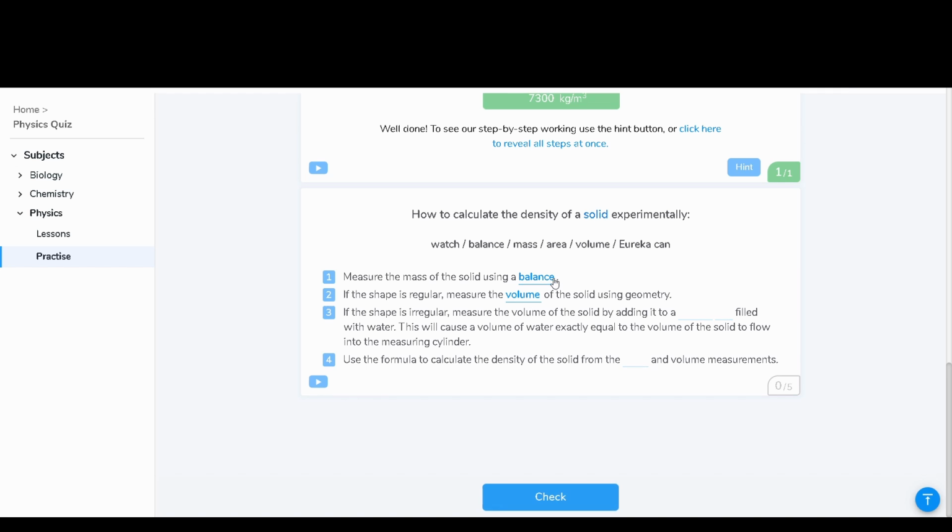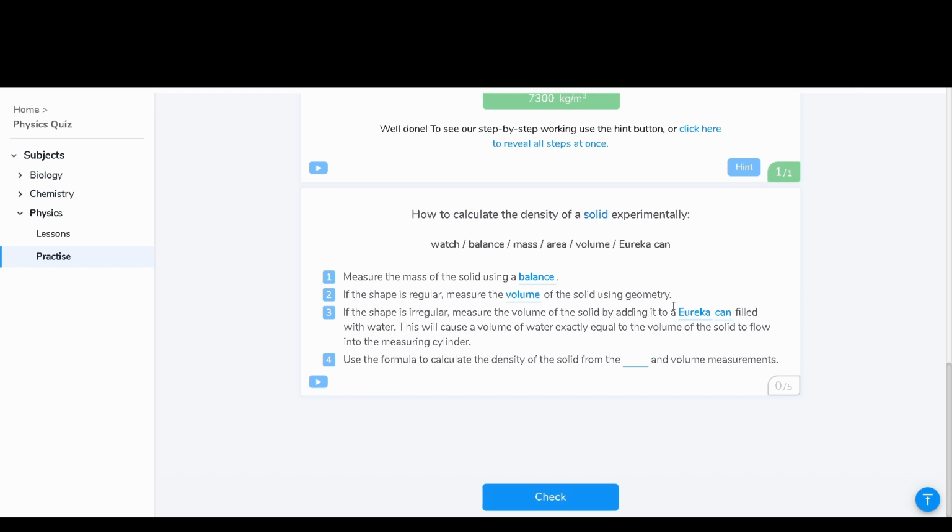Now all you have to know is volume in order to know the density. So simply using geometry you'll calculate the volume, because you know the volume of perfect regularly shaped objects, right? So that's done. But if the shape is irregular, measure the volume of the solid by adding it to a dash filled with water. Then I use a device. You have to choose Eureka can. Eureka can. Okay. That's your final answer? Yes. Sure? Yes. 100%?